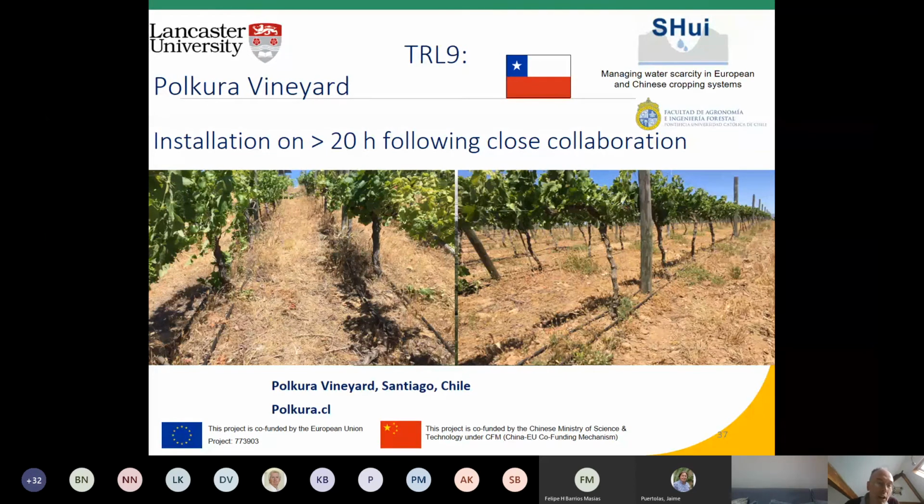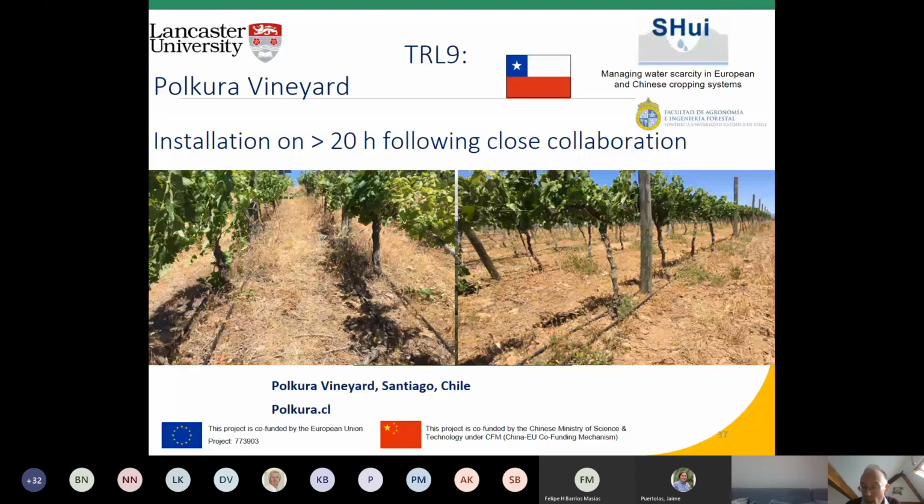So I think this idea of stronger collaboration between the grower community and the academic community is absolutely essential if techniques such as partial root zone drying are to be widely applied.